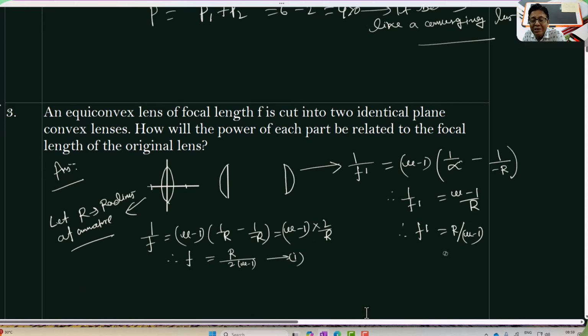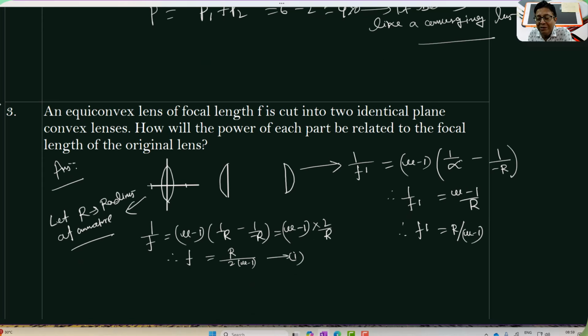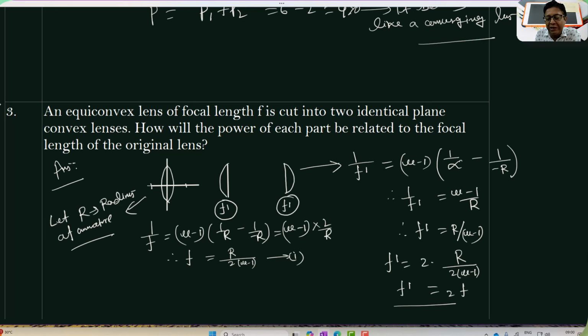But this is twice of this thing. So f dashed is 2 into r by 2 into mu minus 1. This is 2f. Clear? So the focal length of this plano-convex lens or this one, both of them have the same focal length, which is given by f dash, and f dash is equal to 2f here.